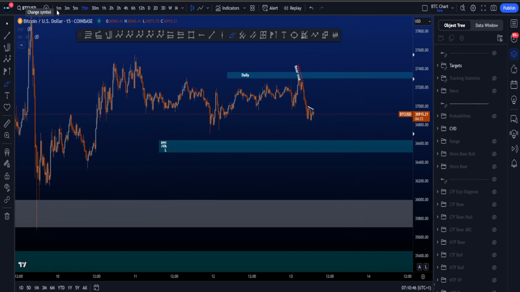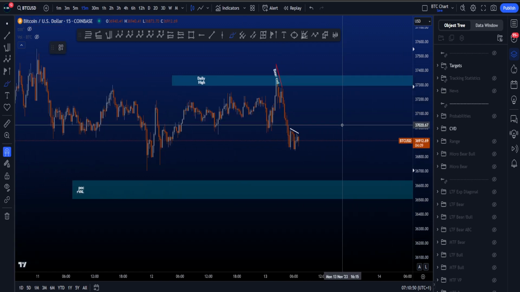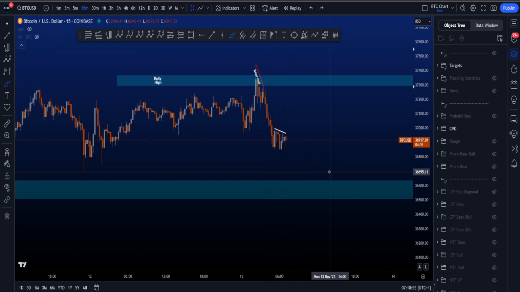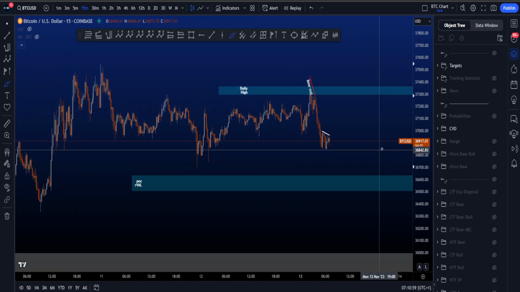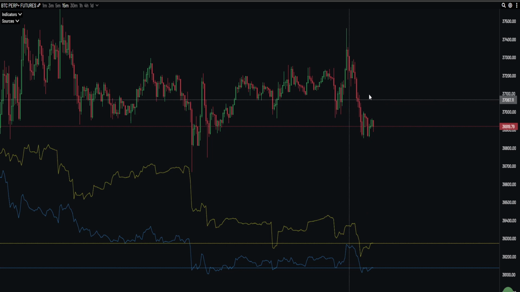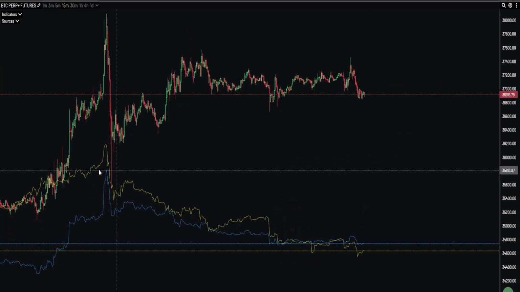If we look at the CVD divergences, then more locally we do have some bearish CVD divergences over here. This one already played out. This one over here is still in the works. Of course, if price takes this high, it's invalidated as well. But a little bit of bearish CVD divergences. But if I go to the CVD chart over here and I zoom out, you can clearly see, right? Price moving up, CVD is moving down, down, down, down, down.